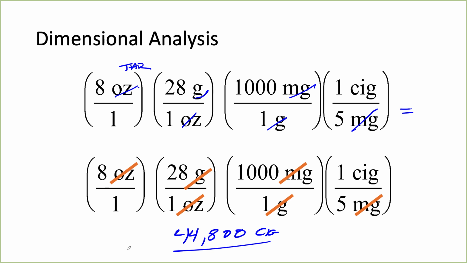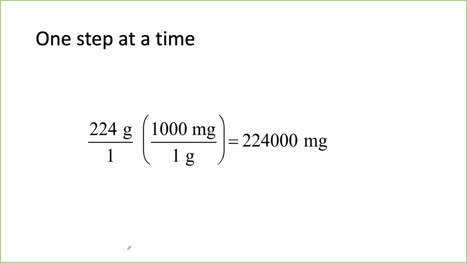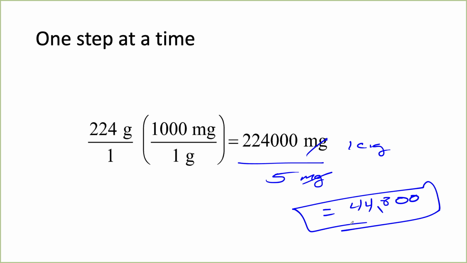You take the 28 times 8, you're going to get 224 grams. Multiply by 1,000, you get 224,000, and then you divide by 5 to get the answer, which is, again, divide this by 5 milligrams per 1 cigarette. Milligrams cancel, end up with cigarettes, and you're going to get 44,800. And this is cigarettes. So they did a lot of smoking to get that.